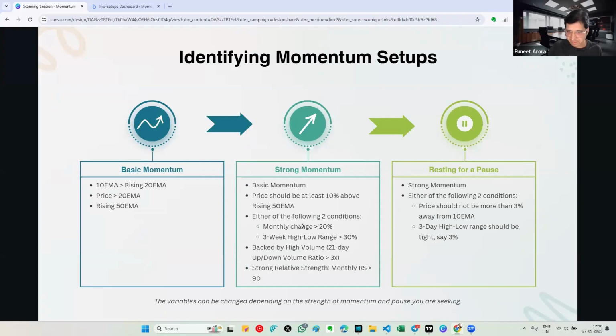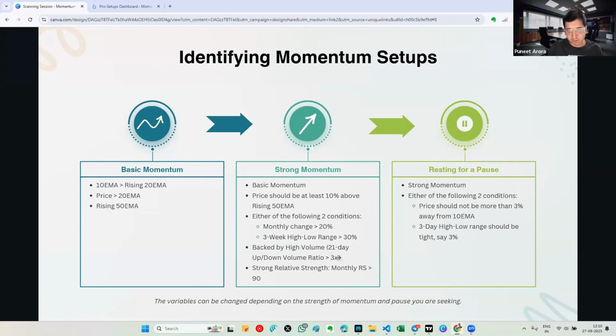So what we have initially done in this presentation is that we are saying that the price should have moved up by at least 20%. You can change it, you can increase it to 20, 25, 30%, whatever, right? But the basic minimum change in the price over the last 1 month period should be 20%, or the 3 week high-low range should be more than 30%.